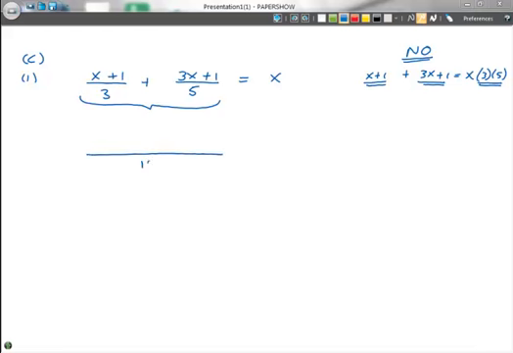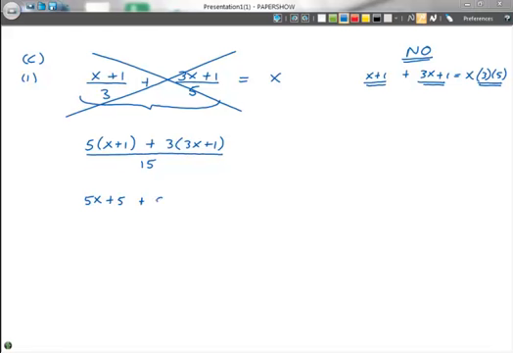So that's going to be 15. And then we'll just crisscross. So we'll say 5 by x plus 1. I'm just writing it in a way that I'm used to. Plus 3 by 3x plus 1. I'm going to tidy up that top line. 5x plus 5, 9x plus 3.